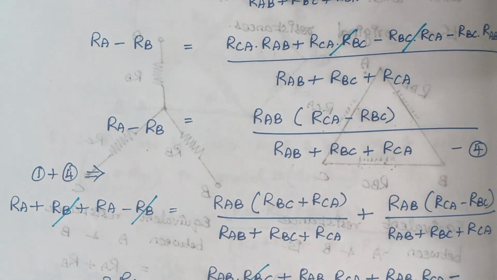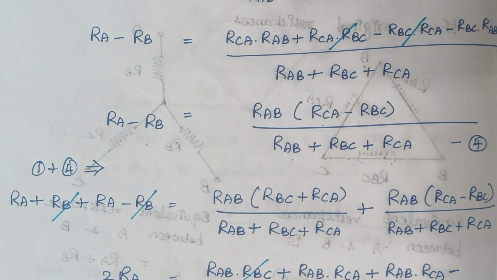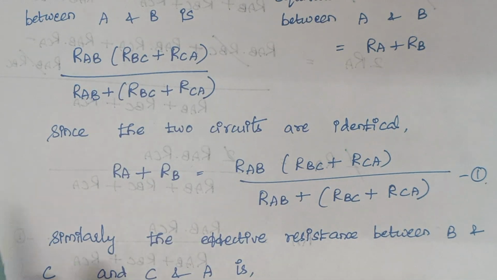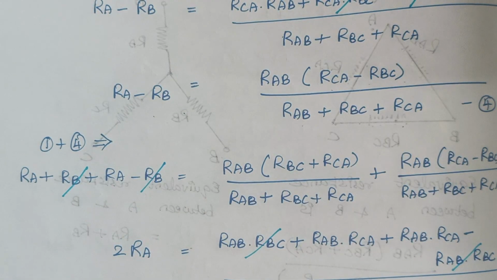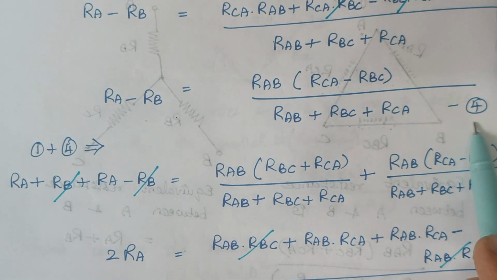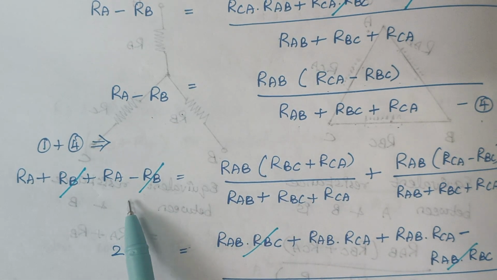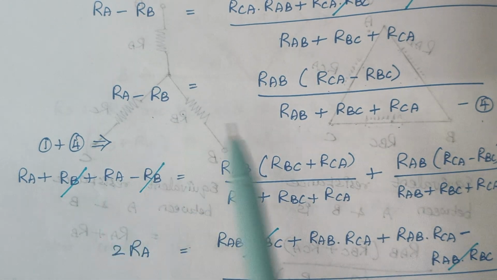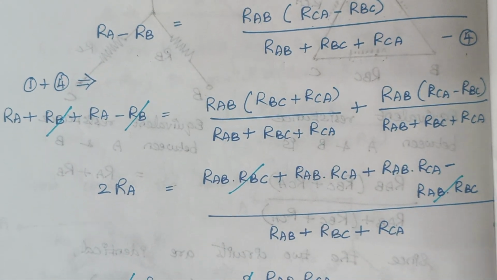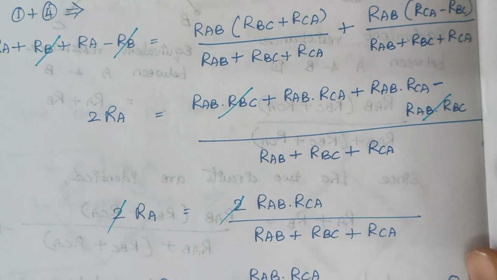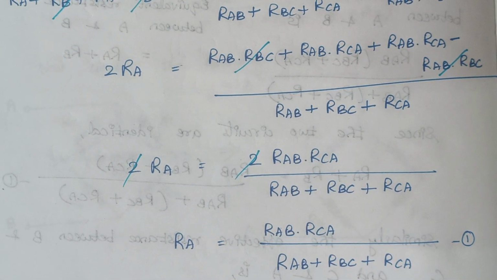Now again we are adding 1 plus 4, that is expression number 1 and expression number 4. When you add 1 and 4, as usual, you have to add the left hand side terms as well as the right hand side terms. And again when you simplify, finally we are ending up with an expression for RA. So this is the resistor value we need.